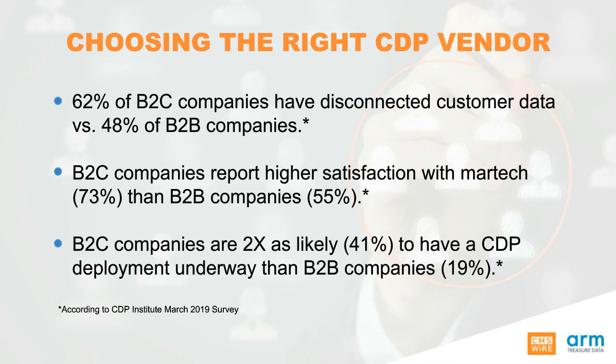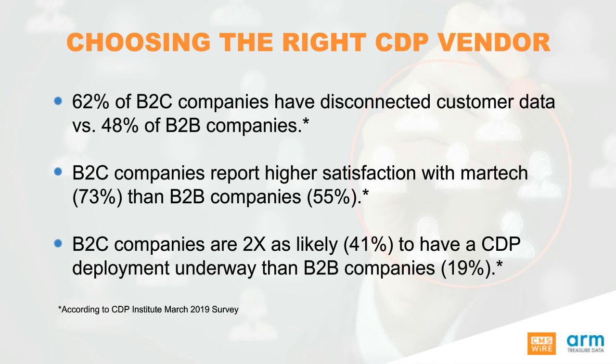62% of B2C companies have disconnected customer data versus 48% of B2B companies. That makes sense to me. I would think anyone that works with consumers and consumer companies knows that. They typically would have more sources of customer data from different places. It's probably more disconnected than maybe a B2B company, which has a little bit more direct management over its data. So they've got more challenges there. B2C companies, though, report higher satisfaction with MarTech than B2B, much higher, 73% versus 55%. That's really significant, right? And remember we talked about MarTech satisfaction increasing with CDPs.